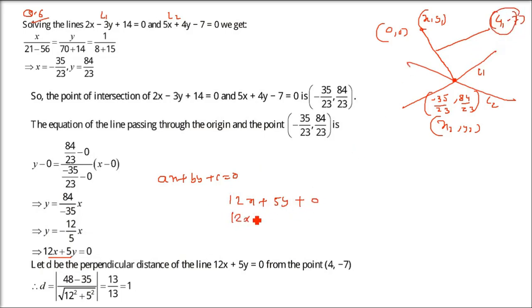So the distance from (4, -7). Now it's easy. 12 into 4 plus 5 into minus 7, and then 0 is already there, divided by under root 12 square plus 5 square. So ultimately (48 minus 35) by under root 12 square plus 5 square. This is going to be 13 by 13, which is 1. The answer will be 1.